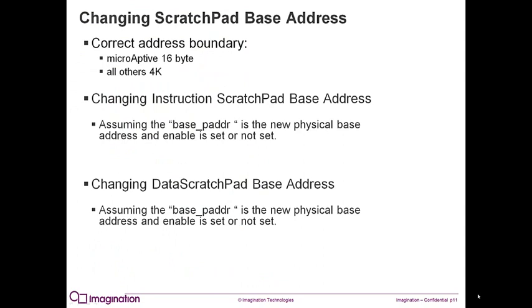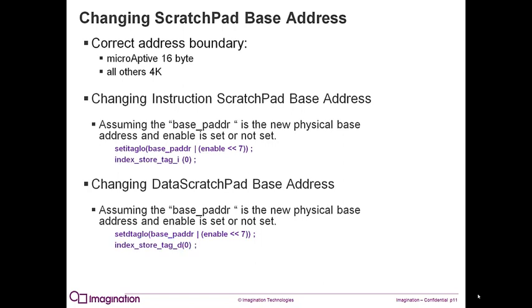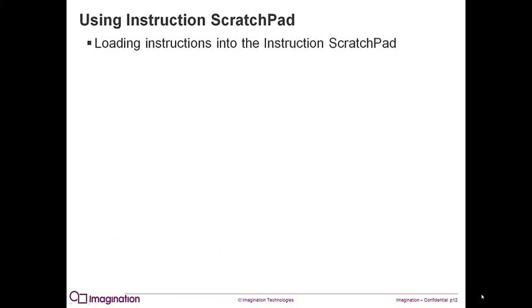You don't need to stick with the default physical addresses that were set at core build time. You can change them to anywhere in memory on a correct boundary for your core. Using the assembly macros, set the new addresses in the tag register, and then store the tag. Get your code into the scratchpad.